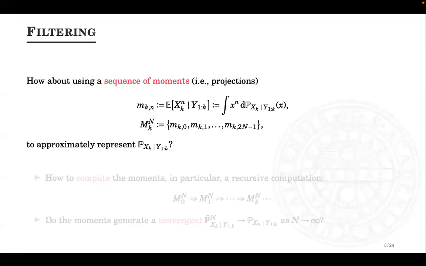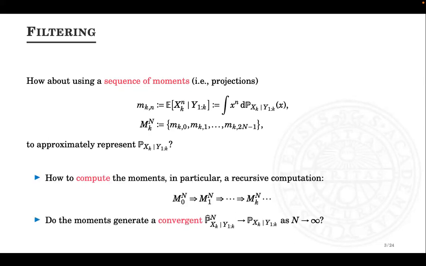future distribution. Now suppose we have a collection of them at time k, up to order big N. Can we use such a sequence to approximately represent the future distribution? If we want to do that, the first question is, how do we actually compute the moments?